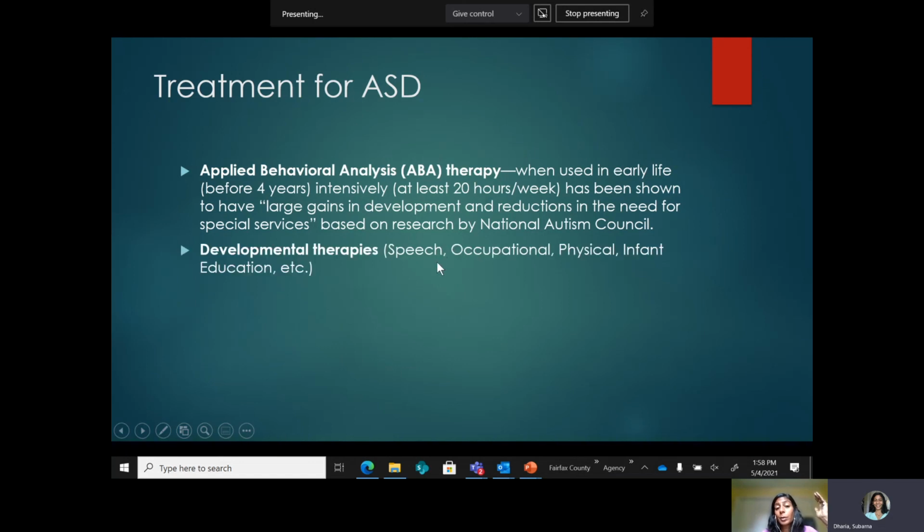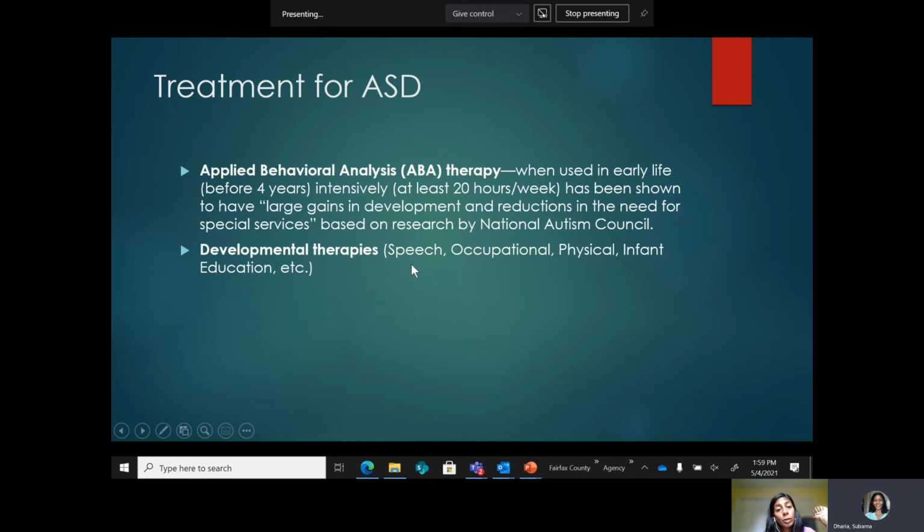So when we look at young children and early intervention, we see that these sorts of developmental therapies and applied behavioral analysis combined together provide really the best outcomes for these young children. So it really is a joined effort here.